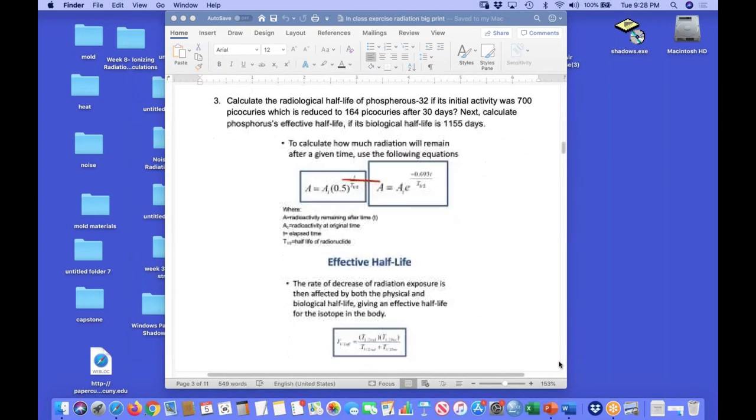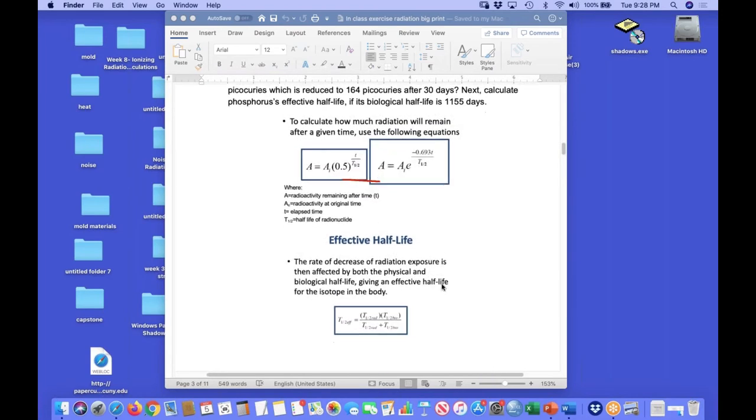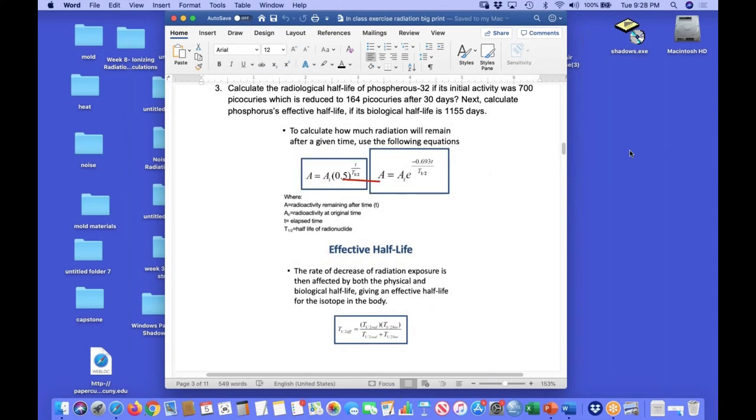Okay, so we want to calculate how much radiation will remain after a given time. We've got a formula that we can use. Okay, so I am going to use this formula. I've scrolled that out of the way here, so I can't see it anymore. So the final activity was 164 picocuries, is equal to the initial activity, which was 700 picocuries.